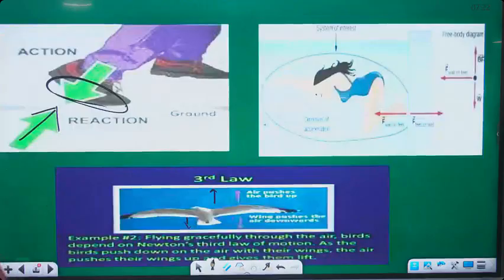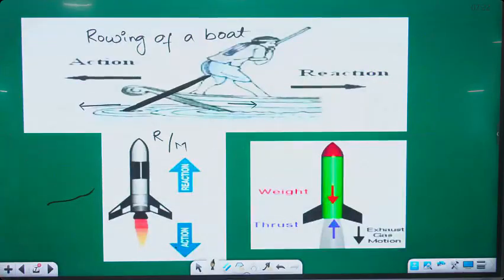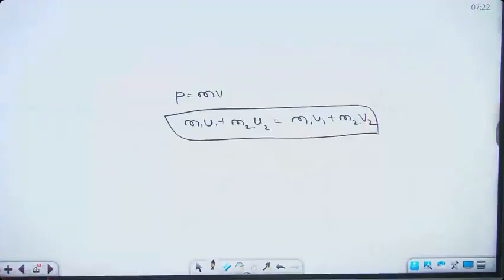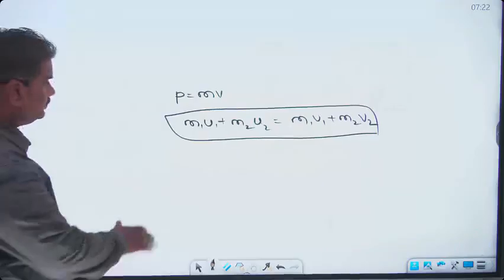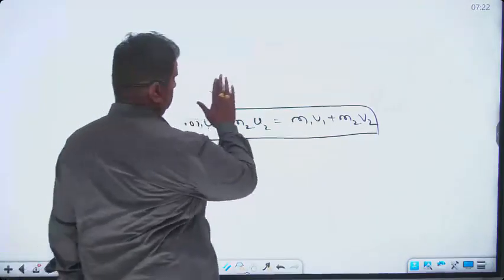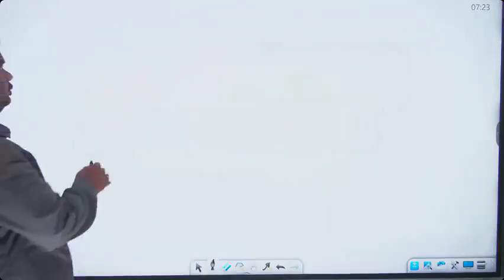Then the rowing of a boat is based on Newton's third law. So this is about the case of Newton's third law of motion.